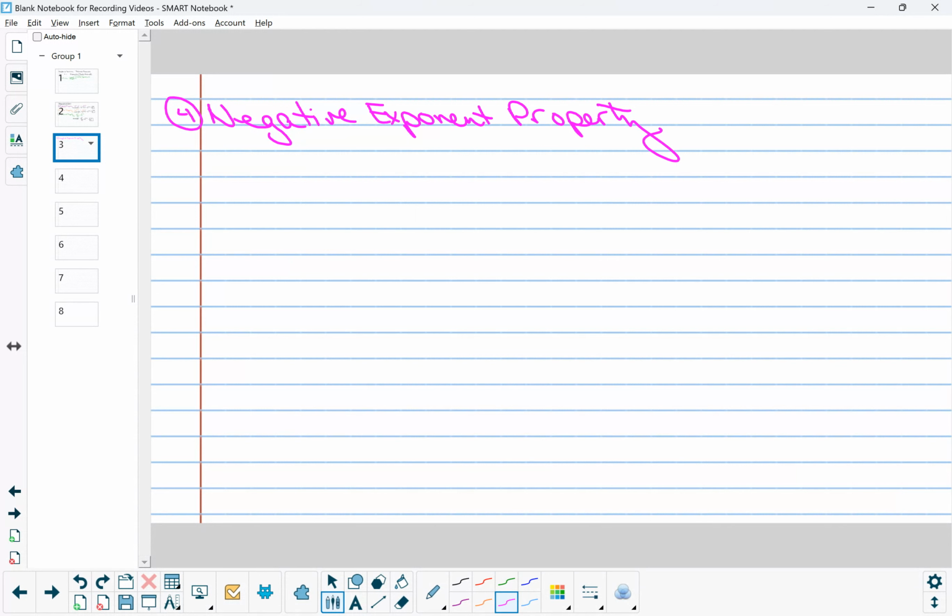Okay, and we're going to give you 2 examples of this one. So 4a looks like this. A to the minus m equals 1 over a to the m. So it becomes a fraction and the power becomes positive. All right, here's an example.